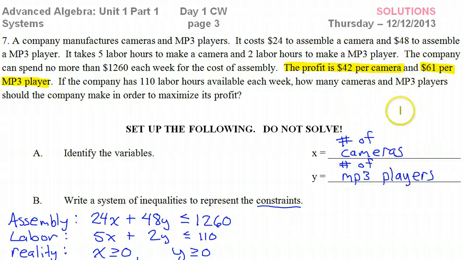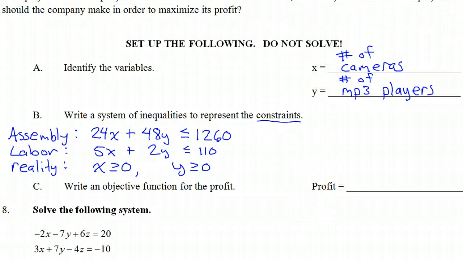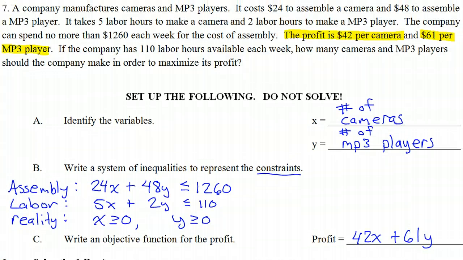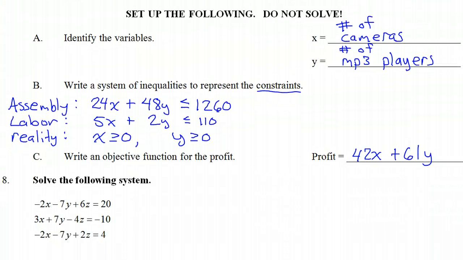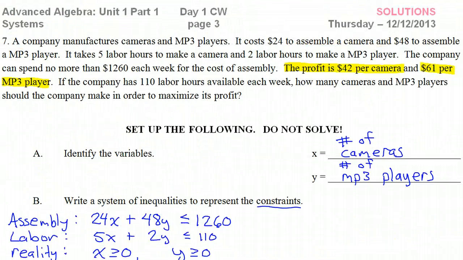42x plus 61y. So profit equals 42x plus 61y. Alright, that's it. We wrote an objective function for profit. And that's all I asked you to do for problem number 7.